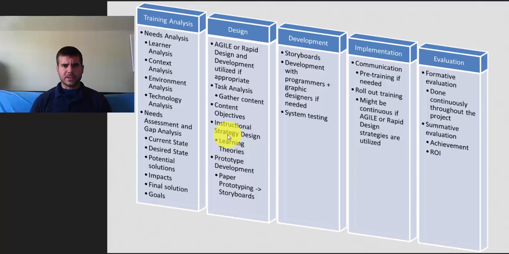We come up with our instructional strategy. That's where we use our learning theories, like are we going to use problem-based learning? How are we designing this? We do some paper prototypes. Usually I like to start with paper prototyping. That's really where I just draw out some sample storyboards for the client to let them see some potential ways that this could look. Once I have that approved, then I usually do some storyboards on the computer to make it look a little nicer and get that approved, where we move over to development.